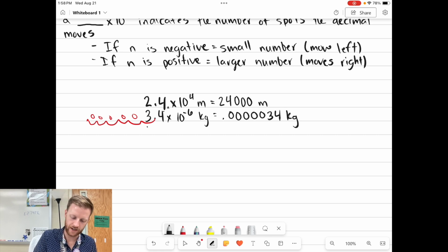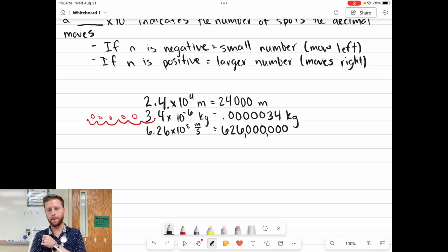All right, now let's look at 6.26 times 10 to the 8th meters per second. Again, this right here is just a unit, doesn't actually matter to us right now. So that means I'm going to move the decimal to the right 8 spots. So I'm going to have to move it twice to get to the other side of my numbers that are here, and then the rest are just going to be zeros. So that is 626 million meters per second.